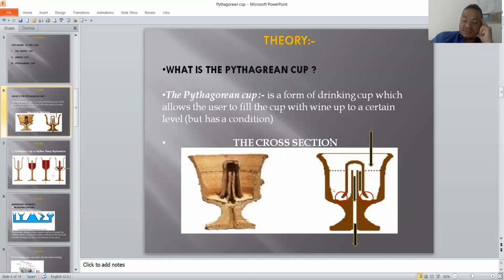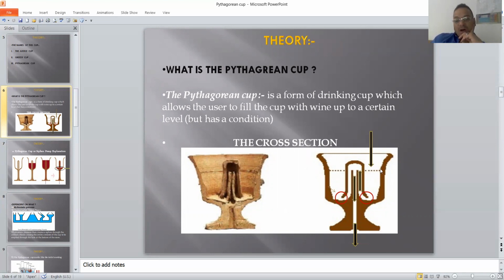Wine up to a certain level. That means we have a condition when we're dealing with a cup like that. But like I said here, it has a condition. Let's explain together what this condition is. This is the normal cup. What does that mean, normal cup? A normal cup means I can use it to drink water or any other liquid because actually it is a normal cup. Why do we use the cup? We use the cup to put liquid and other things and to drink.